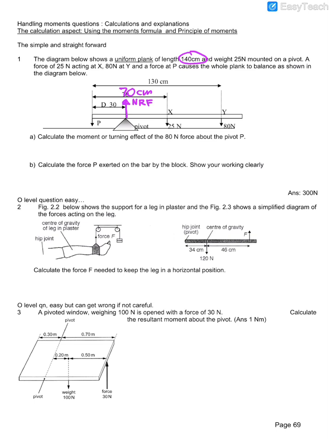Then typically there are two styles of questions. Part A: calculate the moment of the turning effect due to the 80 Newton force about the pivot. How do you do this? What are they asking you? They're asking how much is the turning effect due to the 80 Newton force. So what formula do you use?